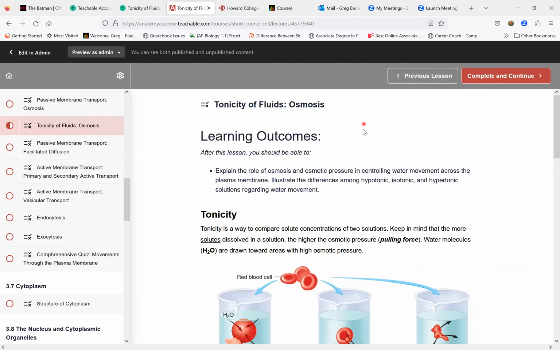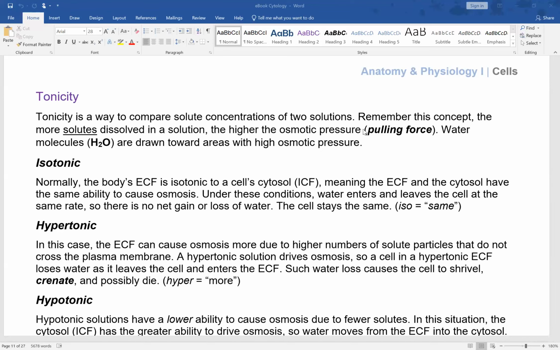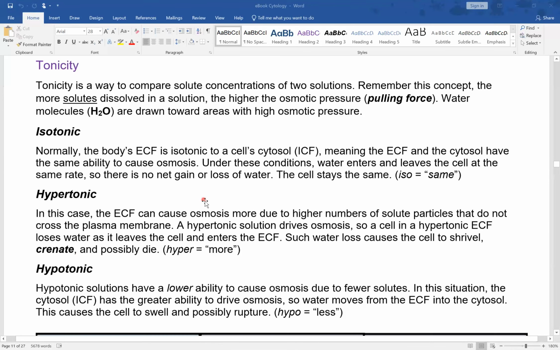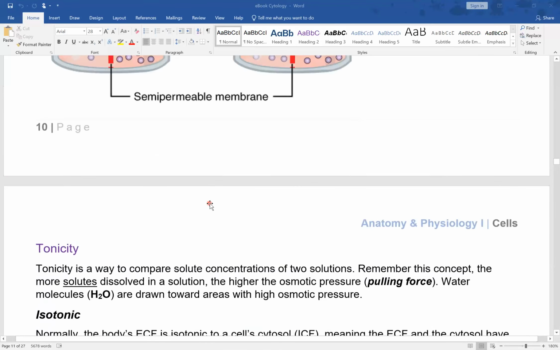Now, bear with me while I switch here. I'm going to go to this and then get my pointer going. So here's an example. You can go up here.